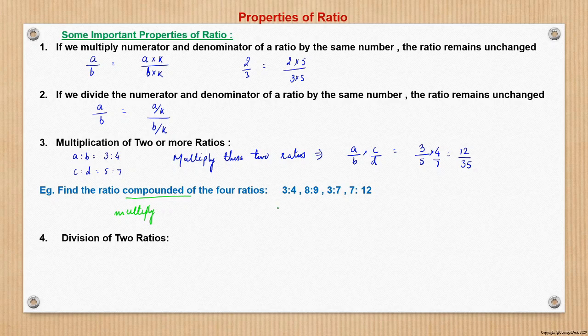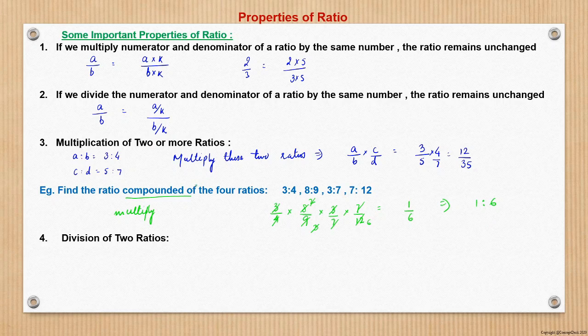Right, compounding means multiply. So this is basically asking us to multiply the different ratios: 3 by 4 into 8 by 9 into 3 by 7 into 7 by 12. So this becomes what? We just cancel: this 3 cancels this 3, then this 3 will cancel this 3, this 7 will cancel this 7. This 4 will cancel this 8 2 times. This 2 will cancel 12 6 times. So this becomes 1 by 6. So the ratio will be nothing but 1 by 6. So the compounded ratio of these four ratios is 1 by 6.